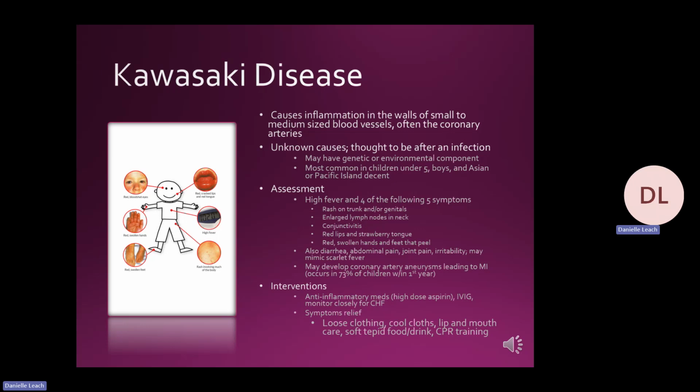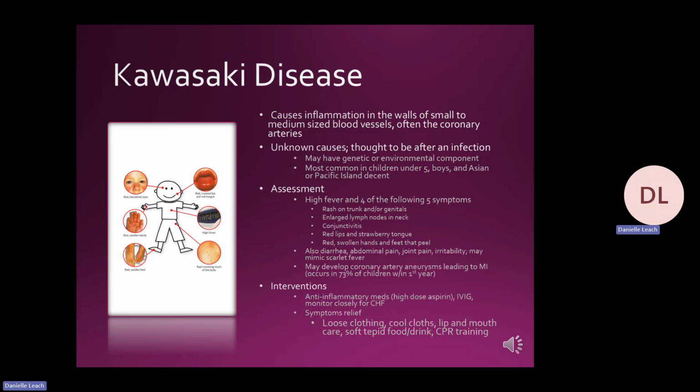Assessment-wise, the child will have a high fever and then 4 of the following 5 symptoms. So a rash on the trunk and or genitals, enlarged lymph nodes in the neck, conjunctivitis, red lips and a strawberry tongue, and then red swollen hands and feet that peel. So all those things are a little bit similar to some severe strep throat or scarlet fever.